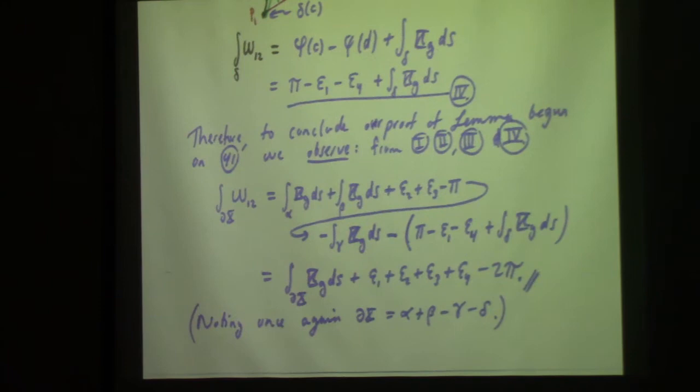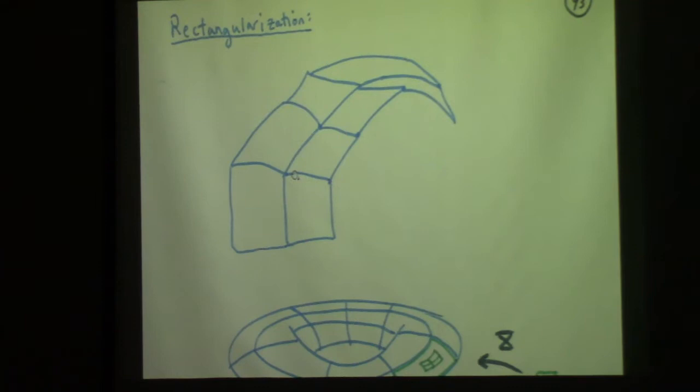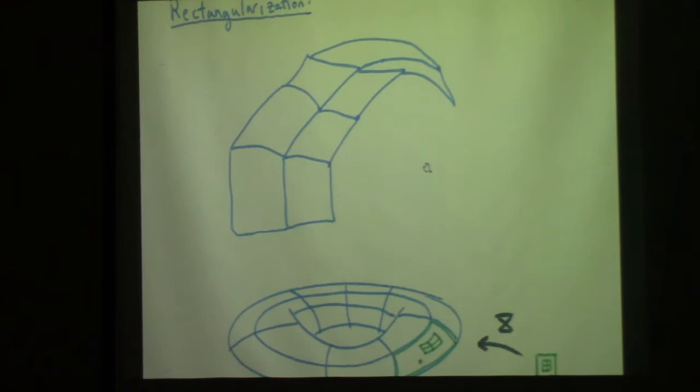Now, in O'Neill, most things are done through what you might call a rectangularization. And so what that is, is breaking your surface up into a union of sort of edge-joined two segments. So here's a picture of a rectangularization of the torus.